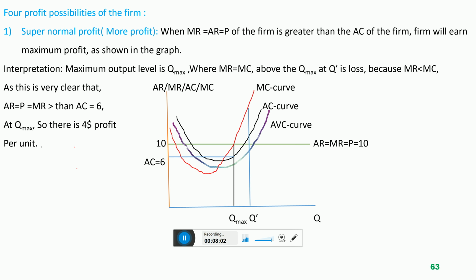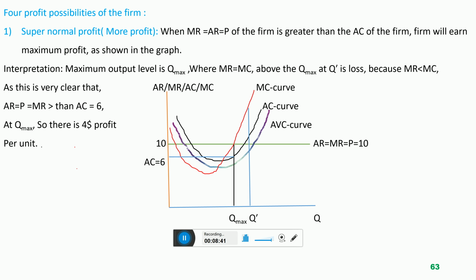Why should the company produce to this point? Because when the company produces this quantity maximum at this point, the company will get maximum profit. Below this quantity maximum to the left, there is less profit for the company, no maximum profit. And to the right, Q prime, again loss to the company. So below the quantity maximum, the profit is less. But above the quantity maximum, if the company is manufacturing at Q prime, this is loss to the company. Why? Because marginal cost is more than marginal revenue.